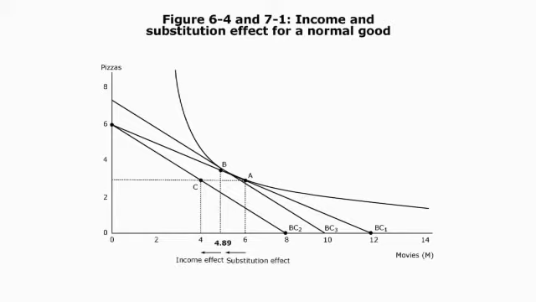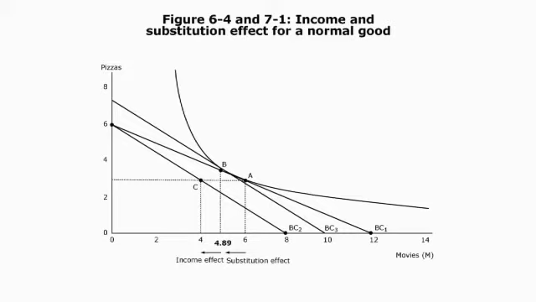Now we draw a new budget constraint, 3. Okay? Budget constraint 3. It's sort of hard to see. Budget constraint 3 is drawn so that it has the new price ratio. That is, it's parallel to the final budget constraint BC2. But it's tangent to the original indifference curve.